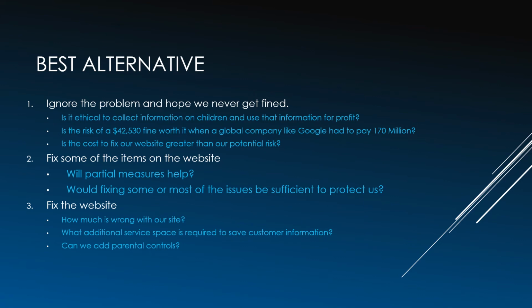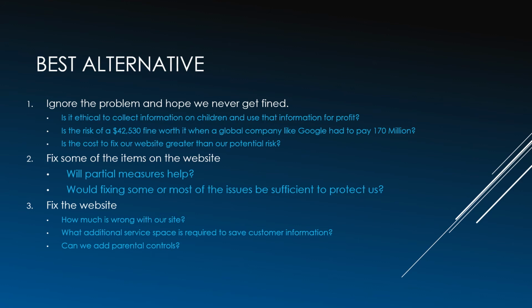We also need to try to fix, the second solution would be to try to fix some of the issues on the website. So would the partial measures even help? If the child's still able to access it, would this even be a viable option? Would fixing some of the issues or part of the issues protect us? So if we're able to fix some of the issues and the children aren't able to get in, would that potentially be a solution?